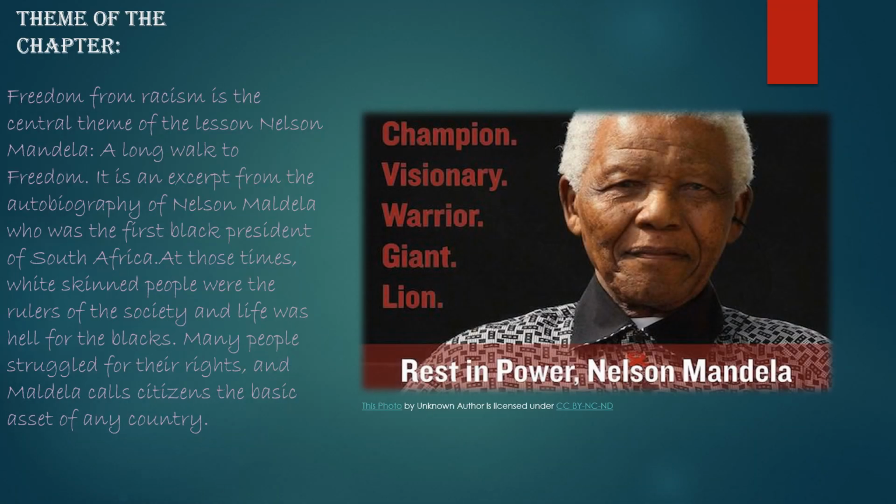Freedom from racism is the central theme of the lesson Nelson Mandela: A Long Walk to Freedom. It is an excerpt from the autobiography of Nelson Mandela, who was the first black president of South Africa. At those times, white-skinned people ruled the country and life was hell for the blacks. Many people struggled for their rights and Mandela calls citizens the basic asset of any country.